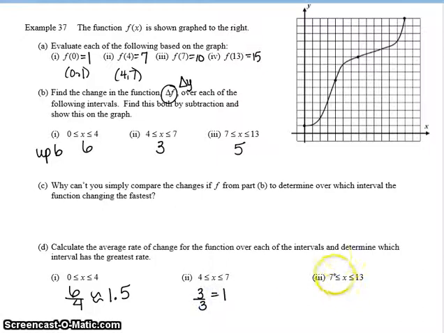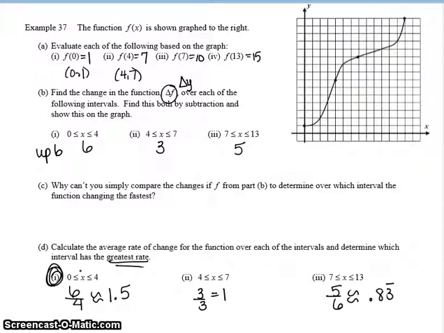And from 7 to 13, you went up 5 over 6. Up 5 over 6, that is approximately 0.83 repeated. So now it says, calculate the average rate of change. Which one has the greatest rate? Choice 1. 1.5 is the biggest number.